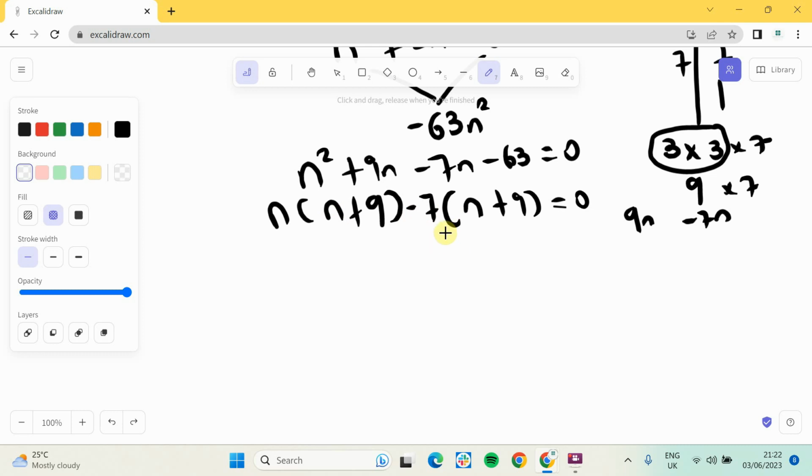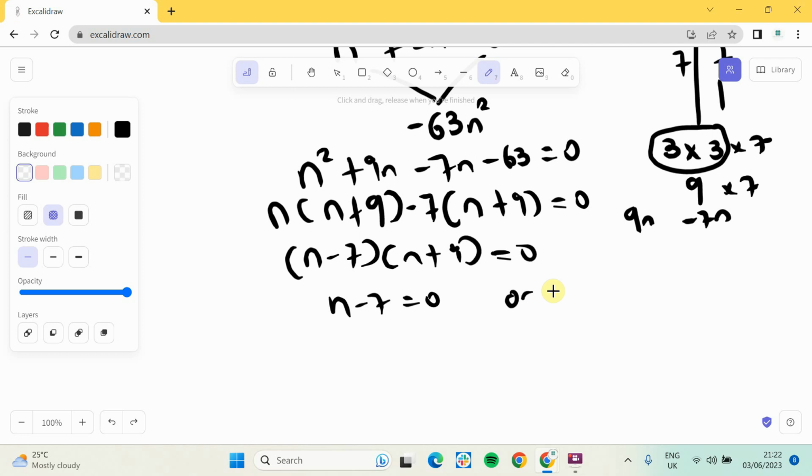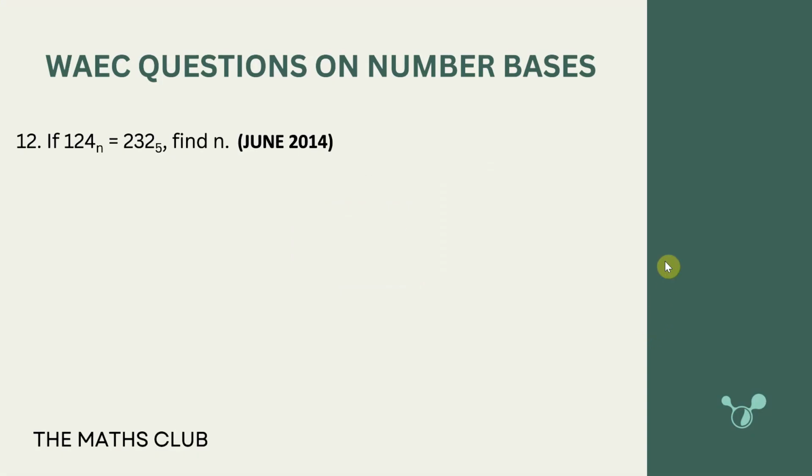So we'll now take the values that we factored out, we'll put them together. That will be n minus 7, and I'll take one of the two brackets, which is n plus 9, is equal to 0. So if I take this first one, n minus 7 is equal to 0, or n plus 9 is equal to 0. If I make n the subject of the formula here, this one will come over here, that will be n will be equal to what? 7, or n will be equal to what? Minus 9.